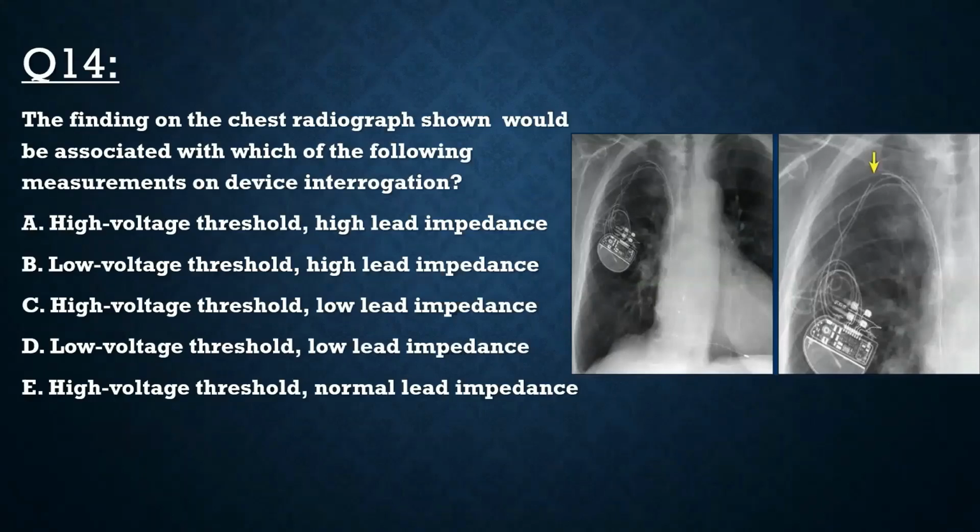Who's the one to answer? The finding on the chest radiograph shown would be associated with which of the following measurements on device interrogation. Okay. Before we go through the device interrogation options, what did you notice in this chest X-ray? What's the abnormality in the X-ray?